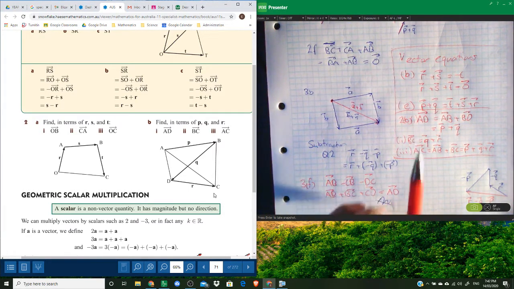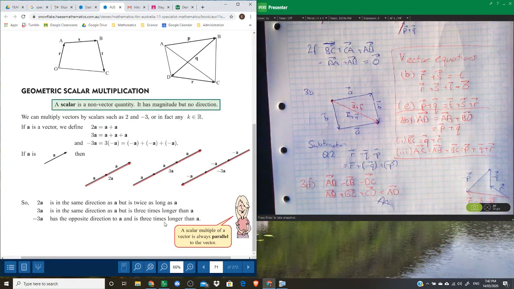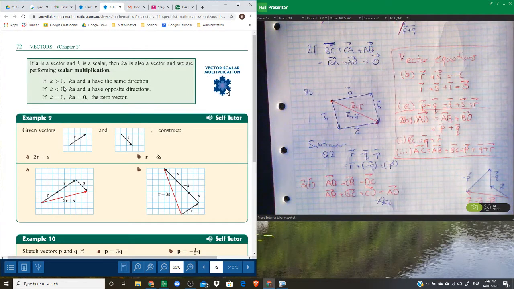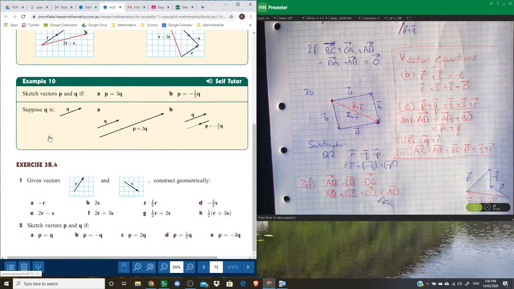All right, so that's how we do those. Okay, I think this might be the last part, geometric scalar multiplication. Just remembering that if the number you're multiplying your vector by is negative, it will swap the direction as well as scaling it up or down. So you can see some examples of operations here.